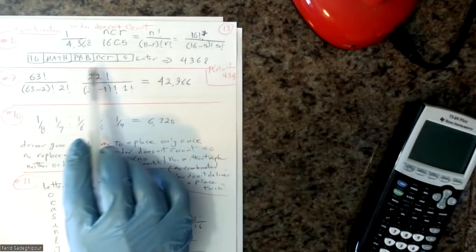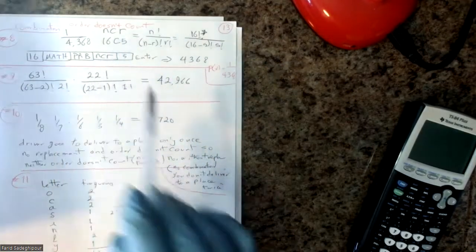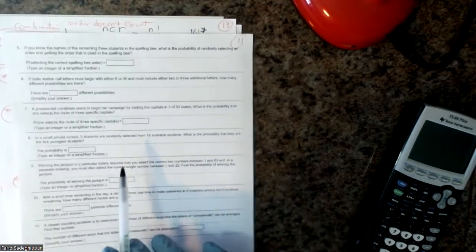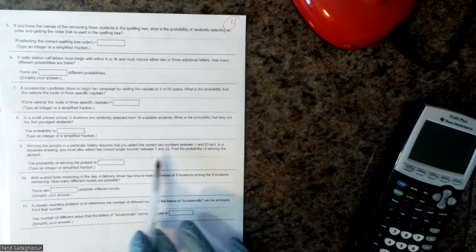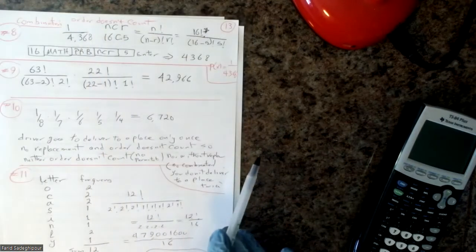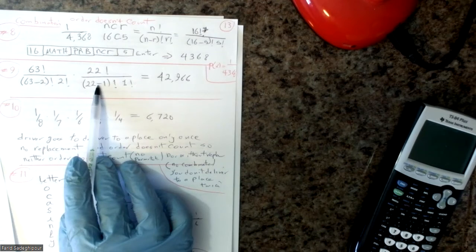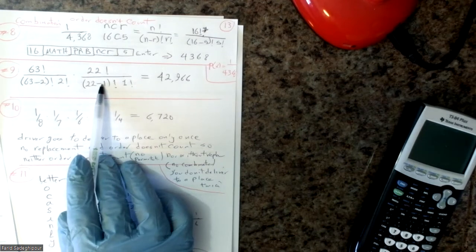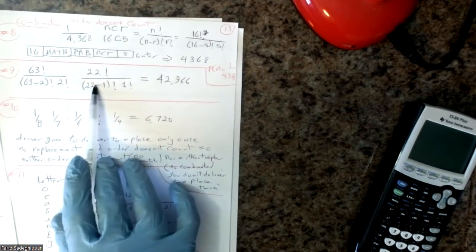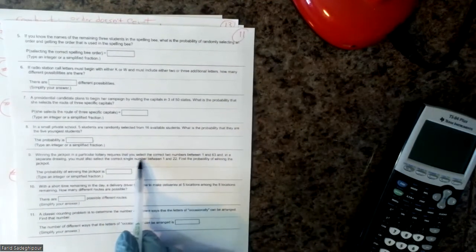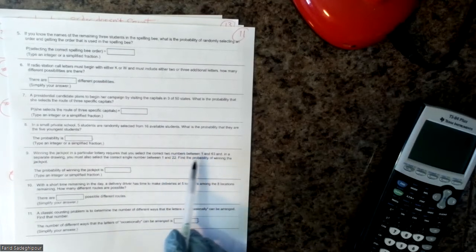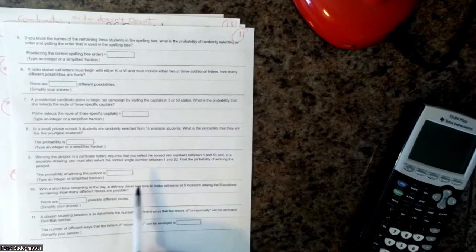And this is how to use the calculator. Number 9, winning the jackpot. In particular lottery, you select the correct 2 numbers. Again, it's very similar to the example that I showed you earlier. But here is 2 out of 63. Two numbers out of 1 through 63.